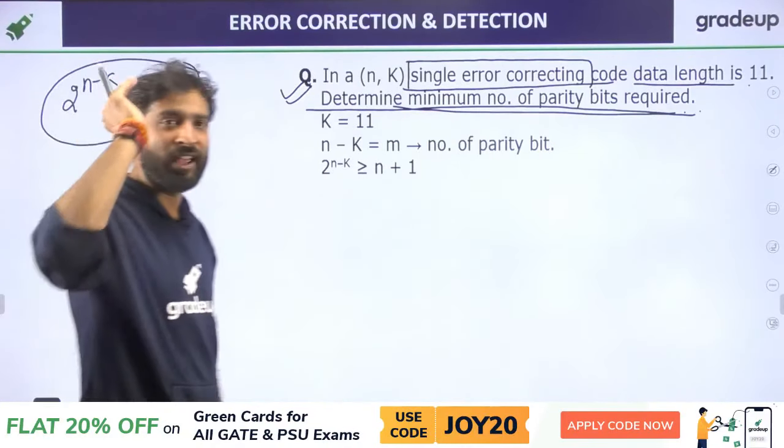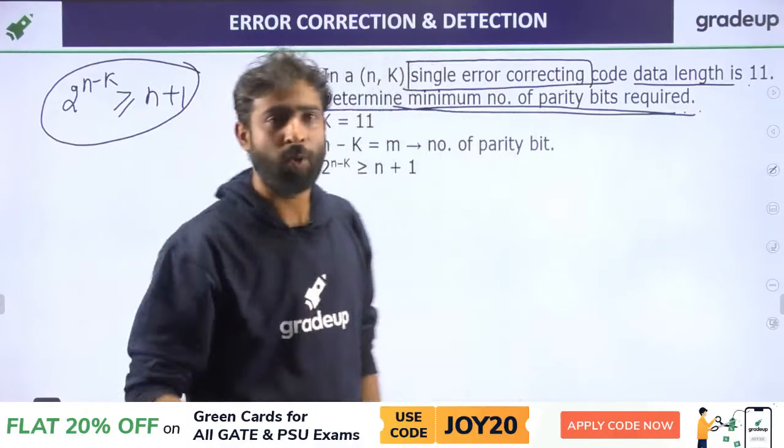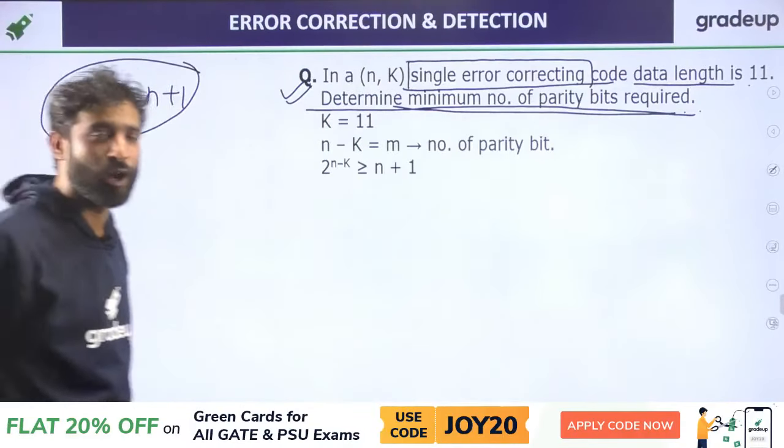Now yes, Lavanya is giving the answer. 15 parity bits are required. Vishwa is giving the answer. No, Vishwa, that is wrong. Anu is giving the answer 4.